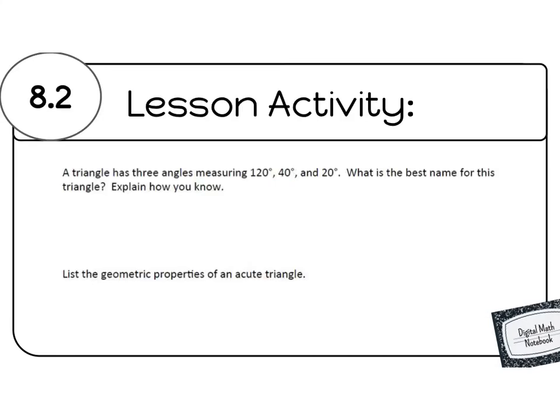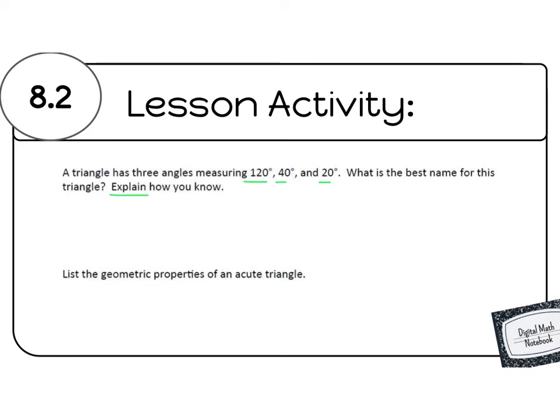All right, friends, it's time for our lesson activity. Now, naming triangles when we can see them is pretty easy, but naming triangles when we have to read about them can be a little bit harder. Let's do one together. It says, a triangle has 3 angles that measure 120, 40, and 20. What is the best name for this triangle? Explain how you know.